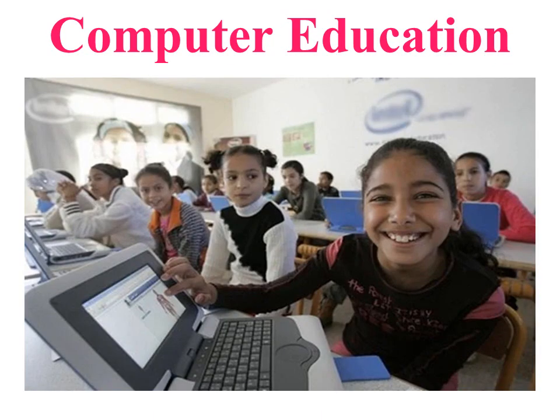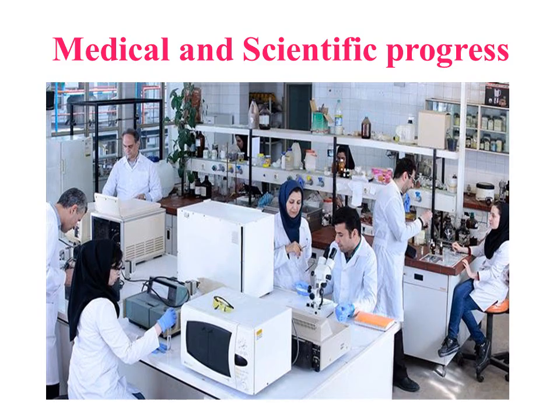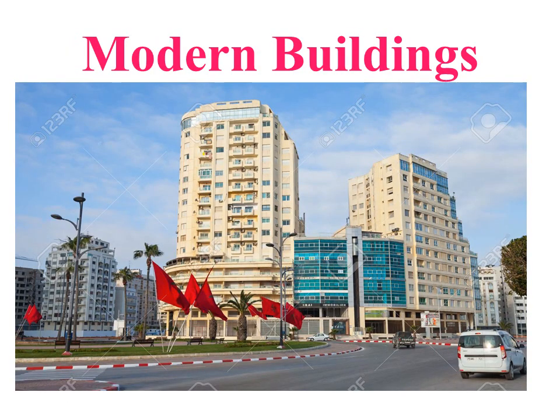Computer education. This is the process of learning using a computer as a tool in education: word processors for writing, spreadsheets for mathematics and science, and databases for organizing information. Medical and scientific progress. Of course, we need well-equipped laboratories, advances in science and technology. Modern building or modern architecture. Modern design, modern style of a building, as you see in the picture.